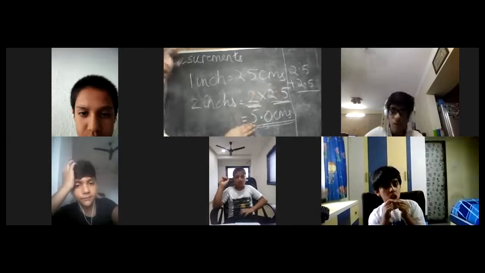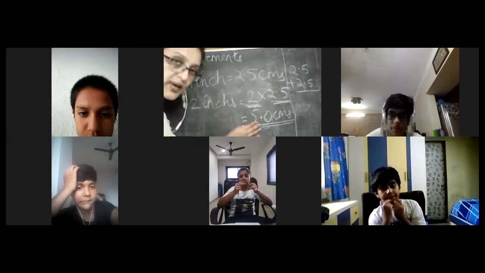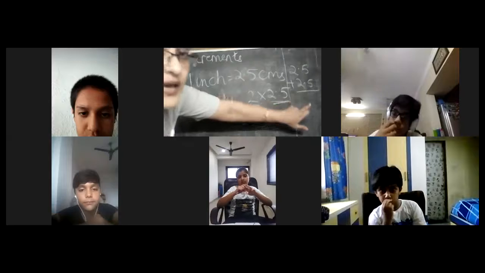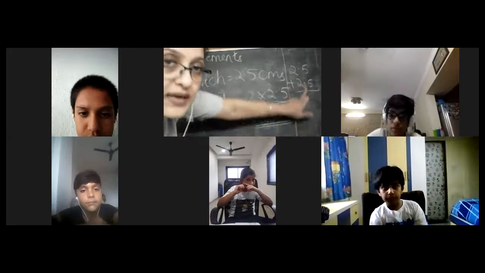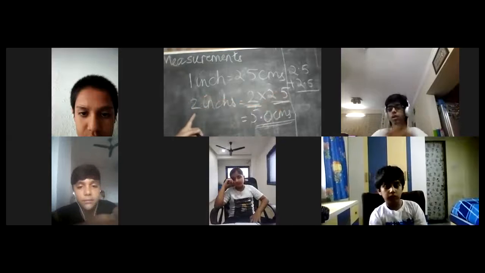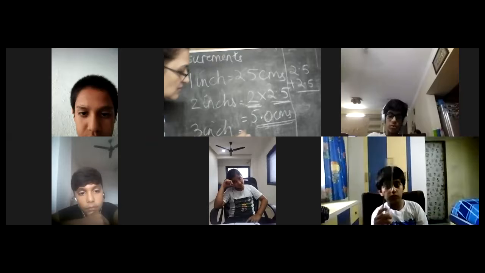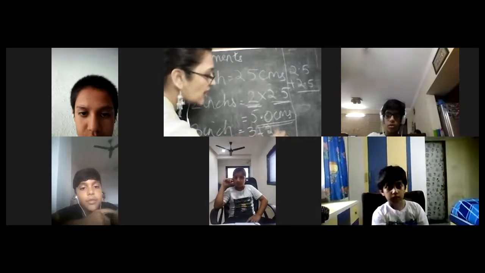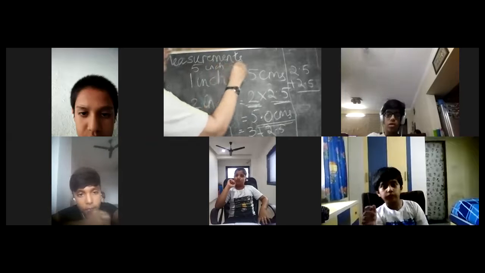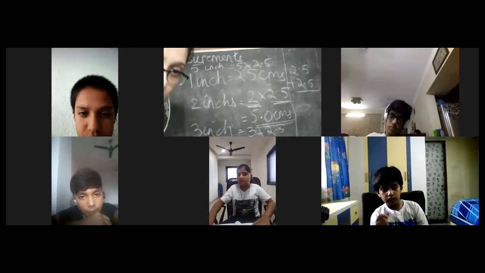2.5 into 2 will also give you this answer. But the right language manner, when you have to do it, you must write it as 2.5 plus 2.5. How many times did you do that? 2. Why? Because it's 2 inches. When it is 3 inches, what will you do? 3 into 2.5. When it is 5 inches, what will you do? 5 into 2.5. Got it? Understood? Yes, ma'am.